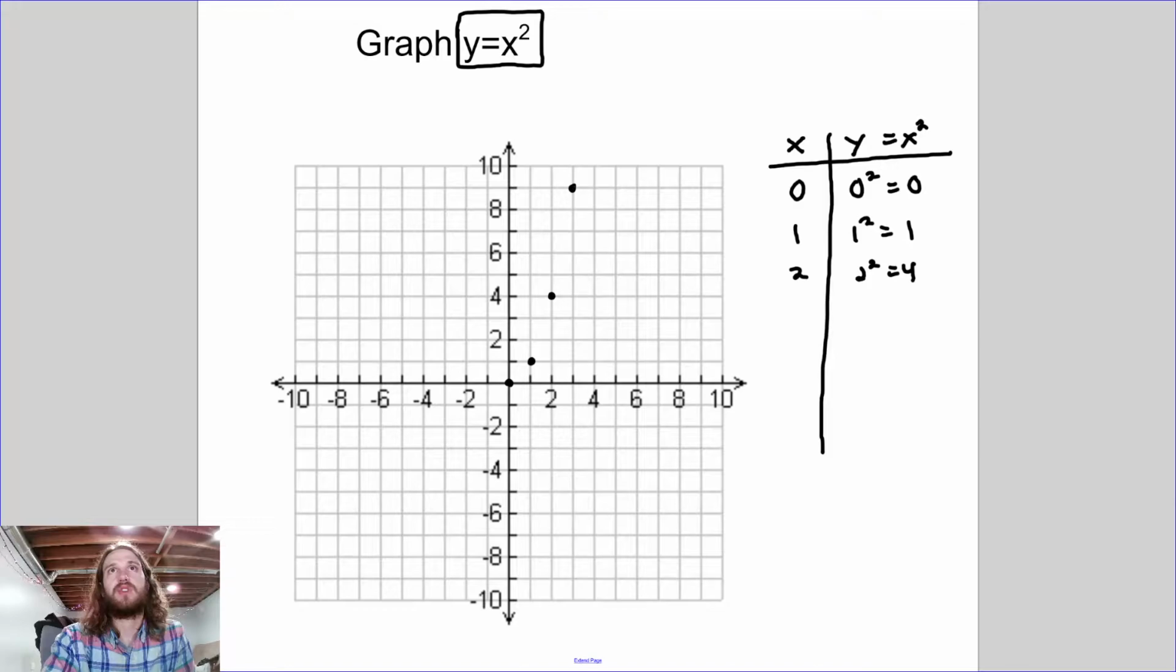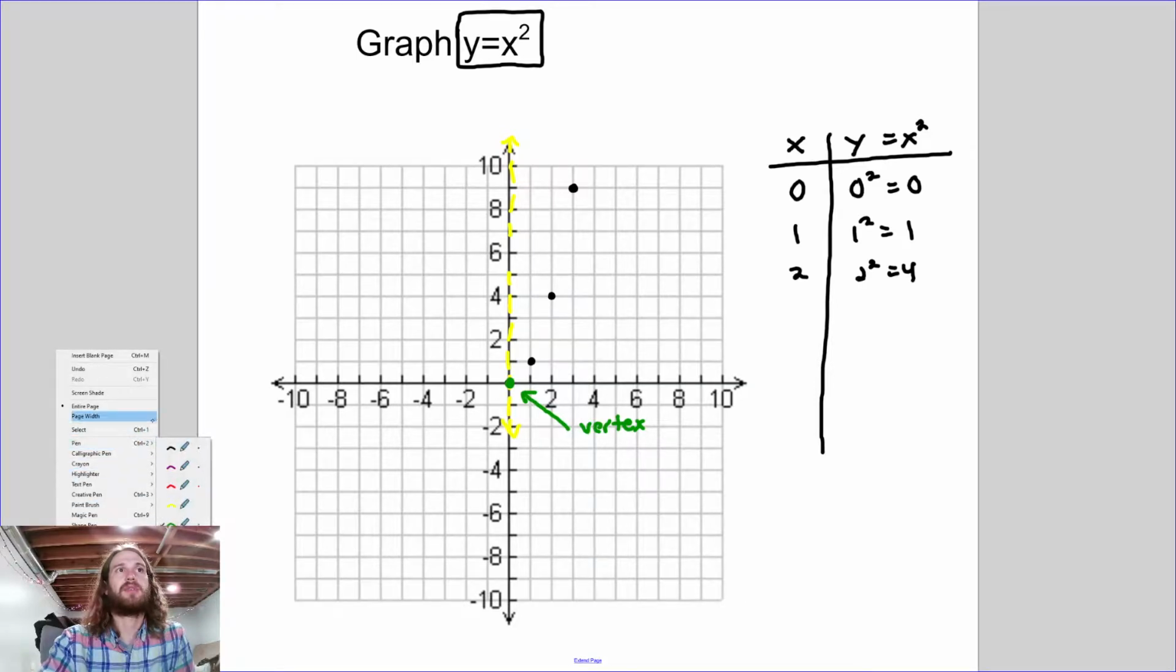Now, one key feature of parabolas is that they have this thing called the axis of symmetry. Parabolas have an axis around which they are symmetric. They also have this point of turnaround here, which is sometimes a maximum, sometimes a minimum. We call this the vertex. A parabola is always symmetric about its axis of symmetry, so you can take these points and reflect them over that axis, like so.